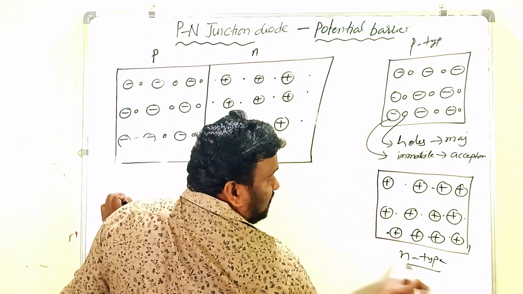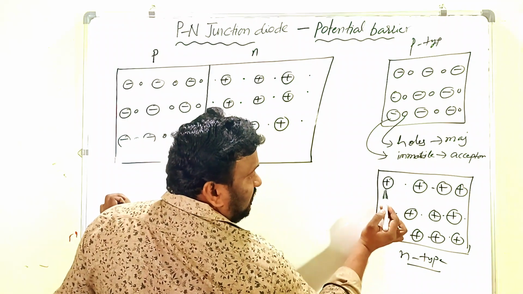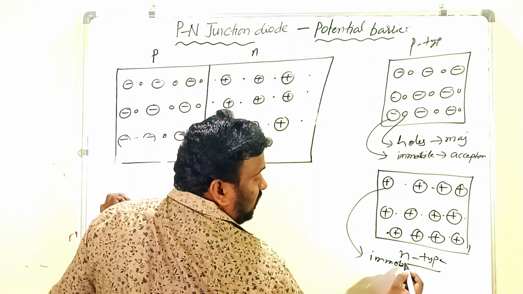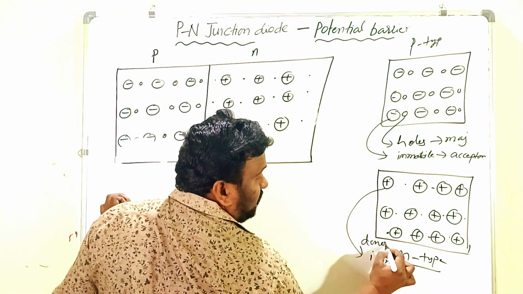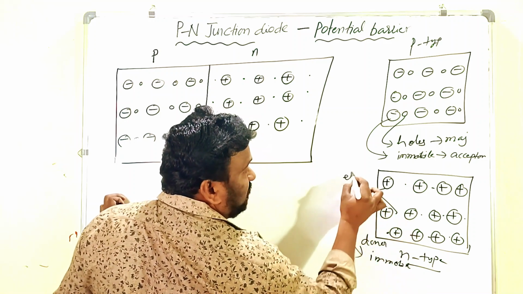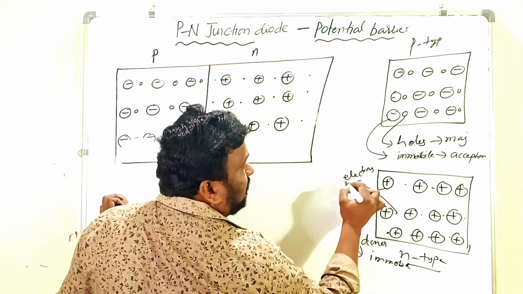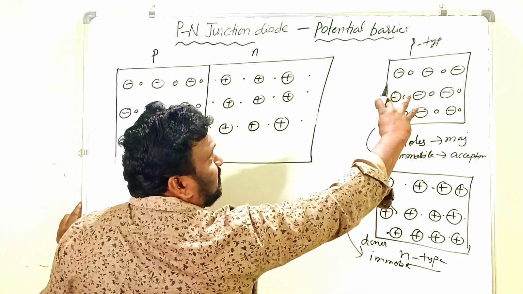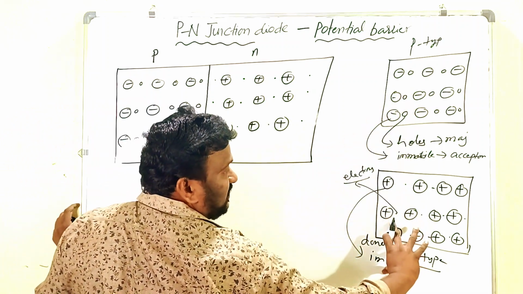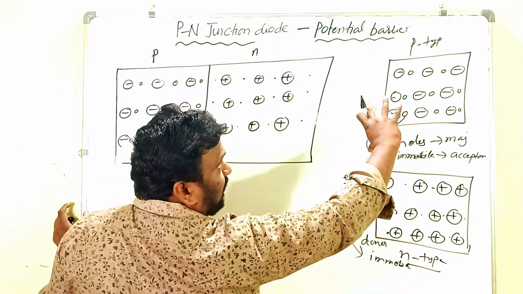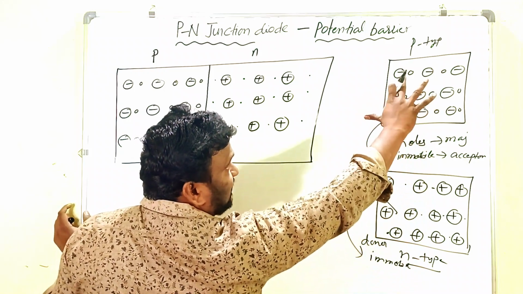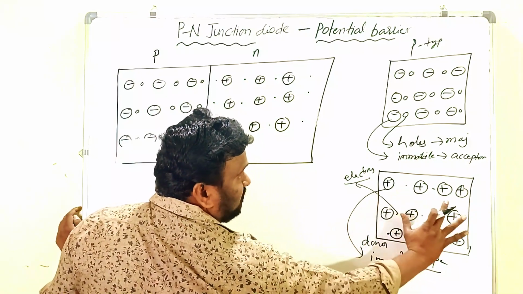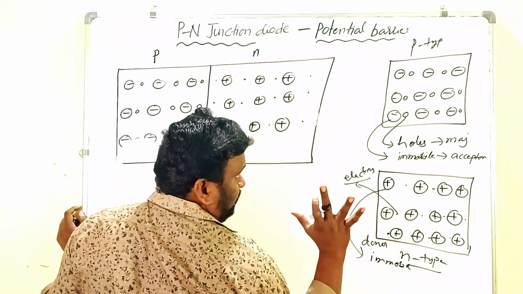And this is the n-type semiconductor representation. Here the positive symbol indicates the immobile donor, and these dots are the electrons. These electrons are the majority charge carriers. Clear? This is the p-type semiconductor and this is the n-type semiconductor. P-type consists of trivalent impurities, in which holes are the majority, and in n-type semiconductors electrons are the majority. You have to remember that.